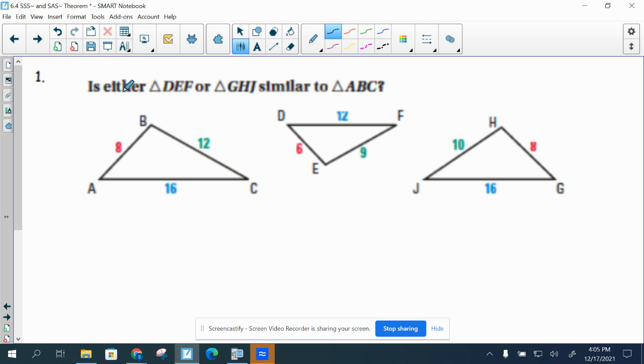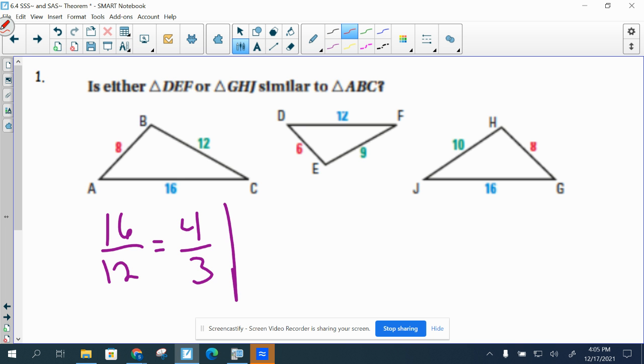Here it says, is either DEF or GHJ similar to triangle ABC? So we would check the proportions. They're color-coded nicely here. You could say 16 over 12, and then check to see if the other side ratios are the same. That reduces, since they're both divisible by 4, to 4/3.